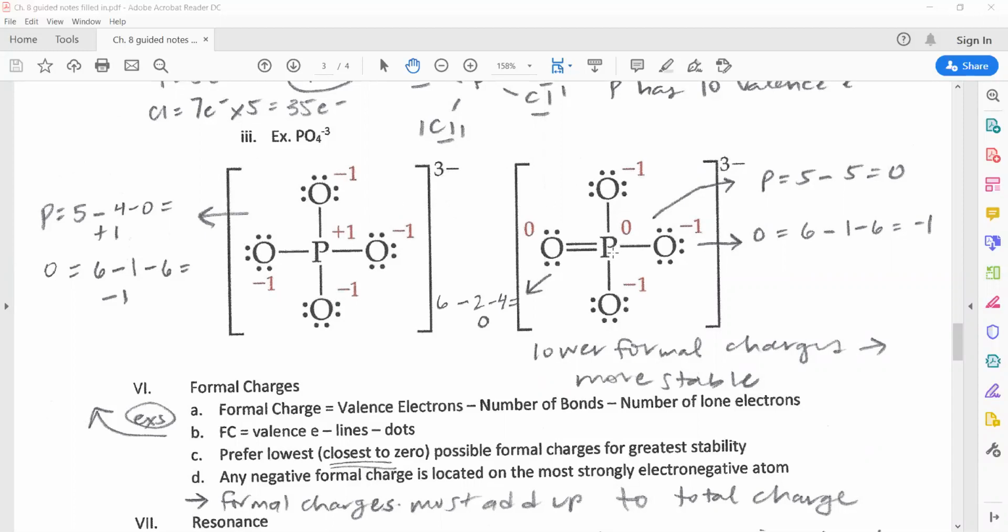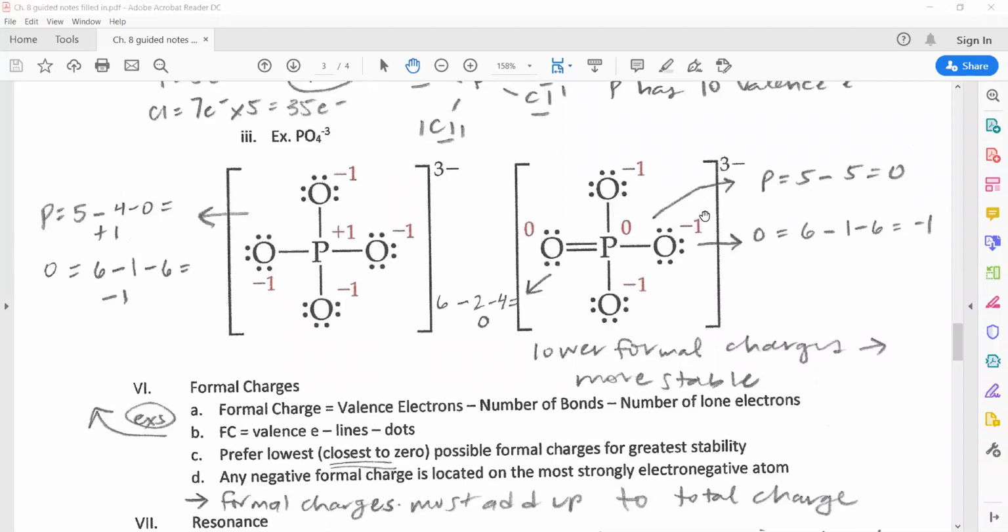Here, giving phosphorus a double bond is actually beneficial. You will not have to come up with this. But what I would want you to be able to do is compare these two structures and decide which one is best. So we want to make sure that no rules are violated, like the octet rule or the expanded octet, that everything is correct. And then you look at formal charges.